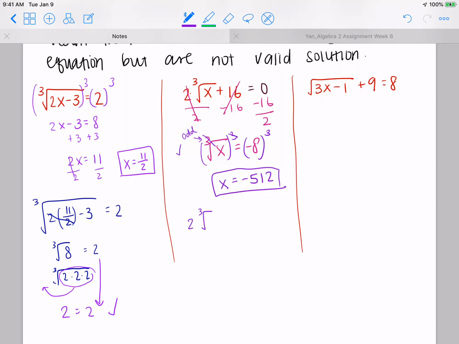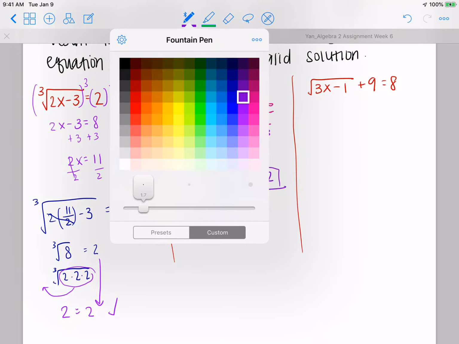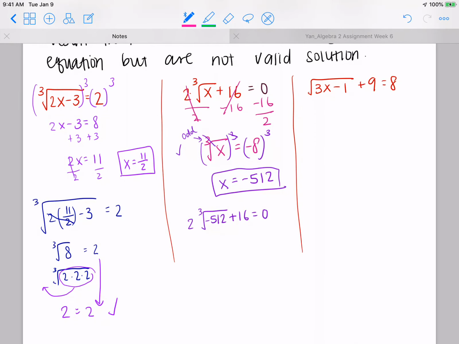Okay, so put it back into your function. Does it equal 0? Cube root of negative 512, we really just found the cube of 8, so it's really negative 8. And I put a 2 on the outside plus 16. Negative 16 plus 16 equals 0. Check.